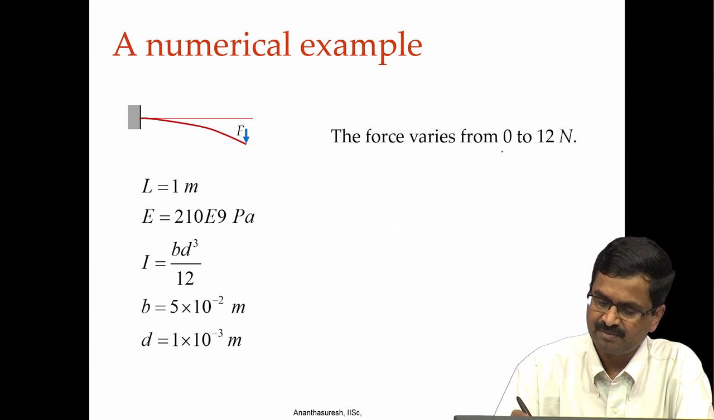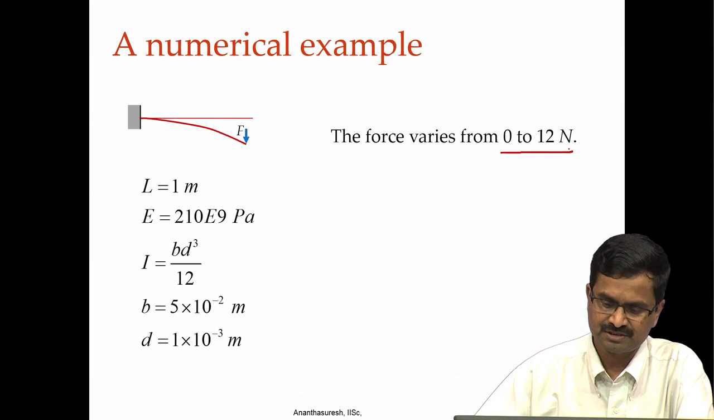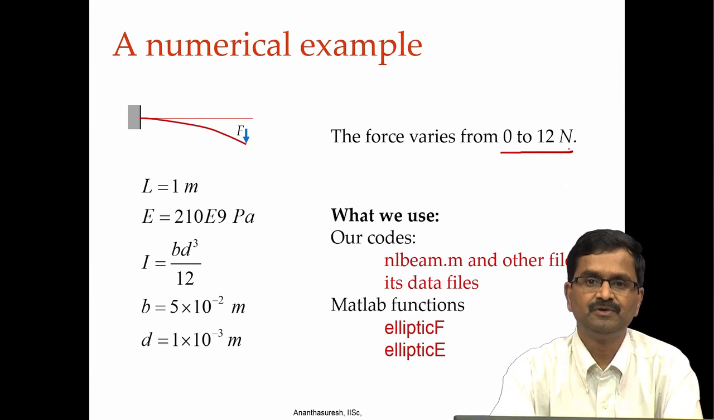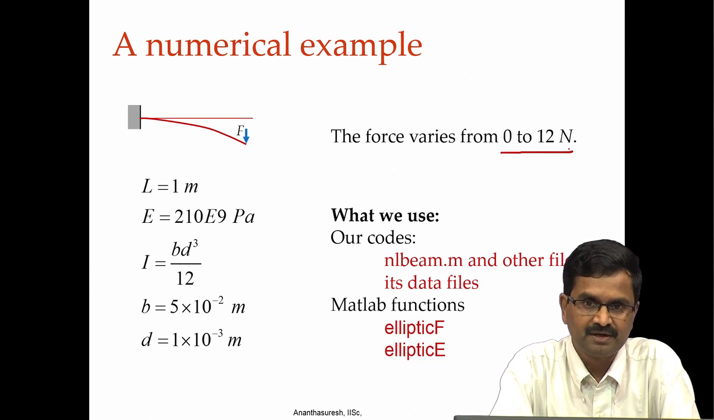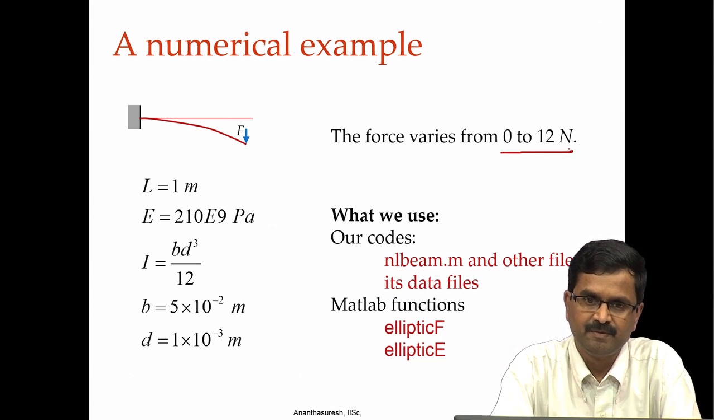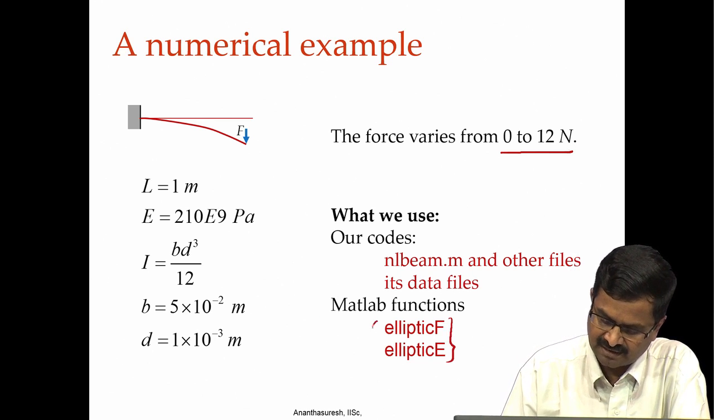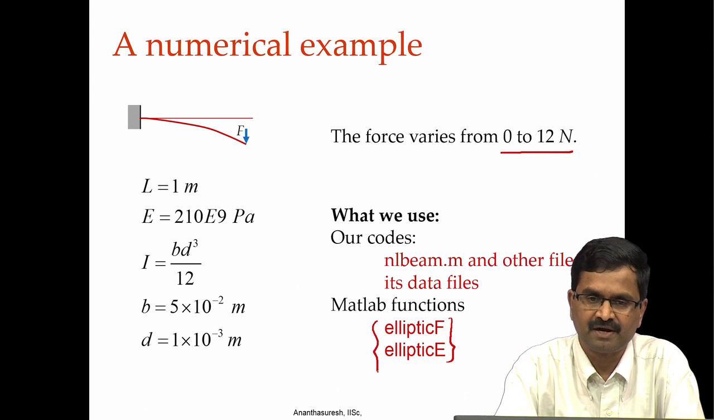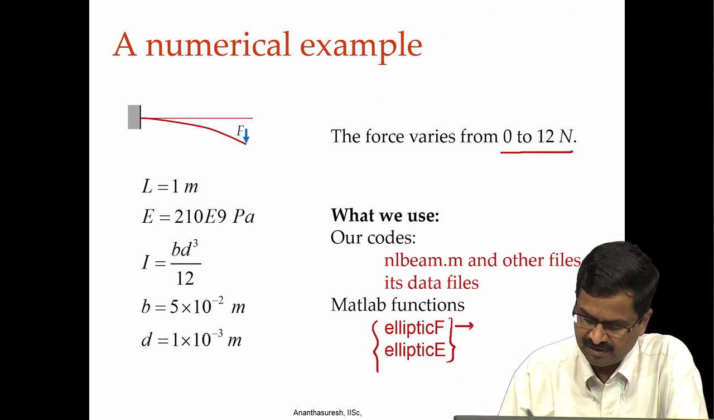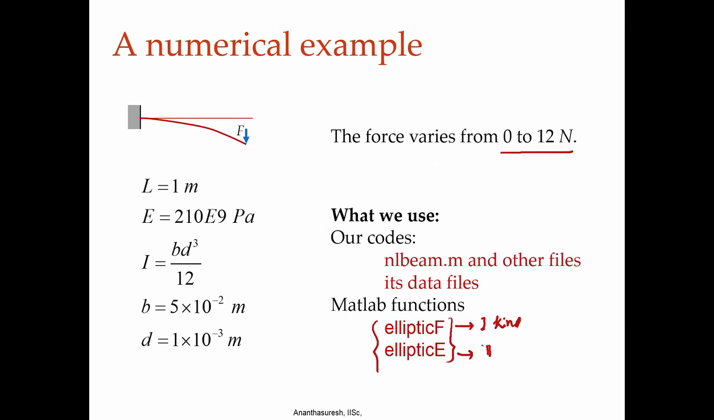The force we are varying from 0 to 12 newtons, and what we will use here will be our own code, in-house developed code for nonlinear beam elements using co-rotational beam elements, and some other data files that it needs, and also use our elliptic integral solution. In MATLAB, there are two functions, elliptic F and elliptic E. This is the elliptic integral of the first kind and this is the elliptic integral of the second kind. That is what we need in the formulae. They are available in MATLAB.